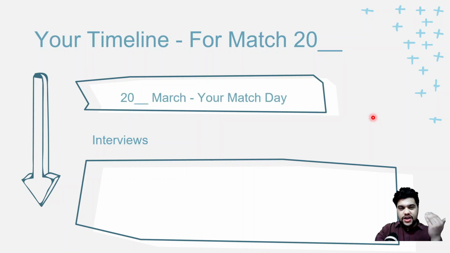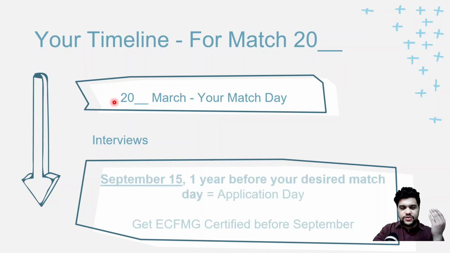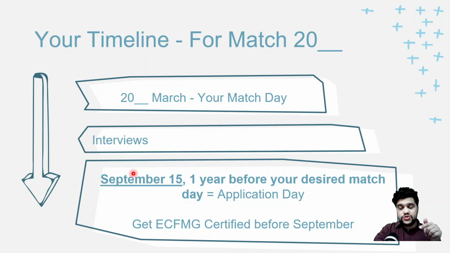Let's say you want to match in 20-whatever. Insert your date over here and write it down, and then you'll have to subtract 1 year before your desired match day, and that will be your application day, which will be in September. So from September to February will be the interviews.